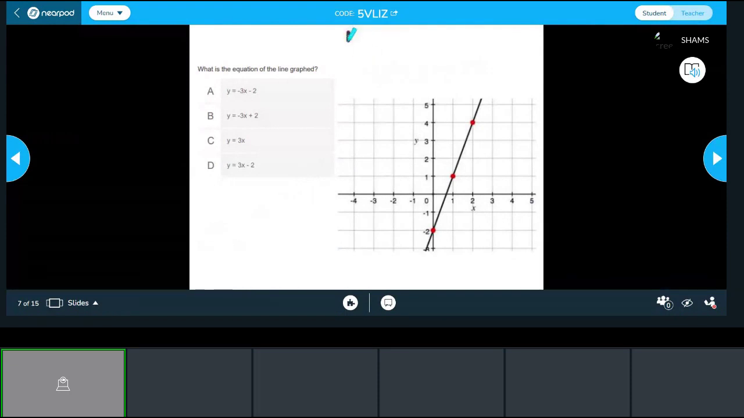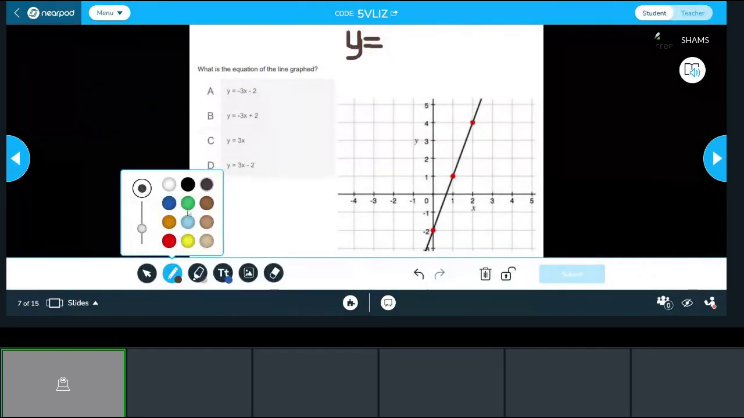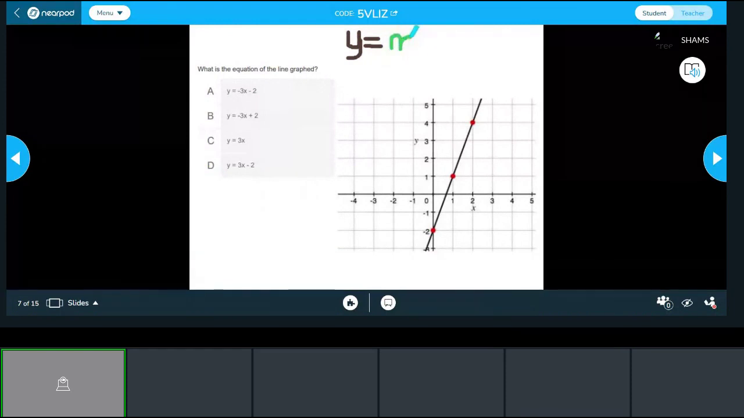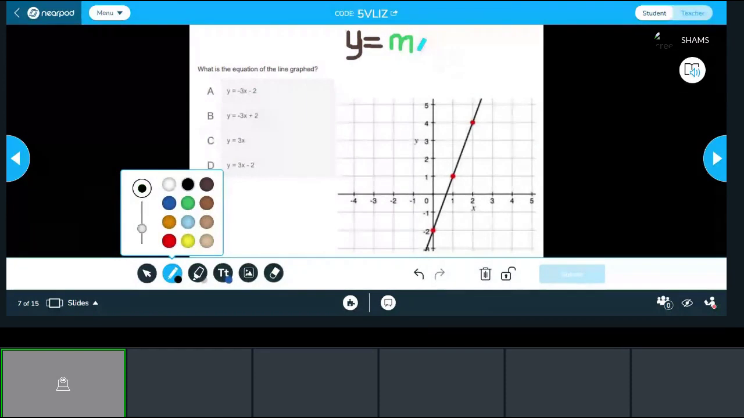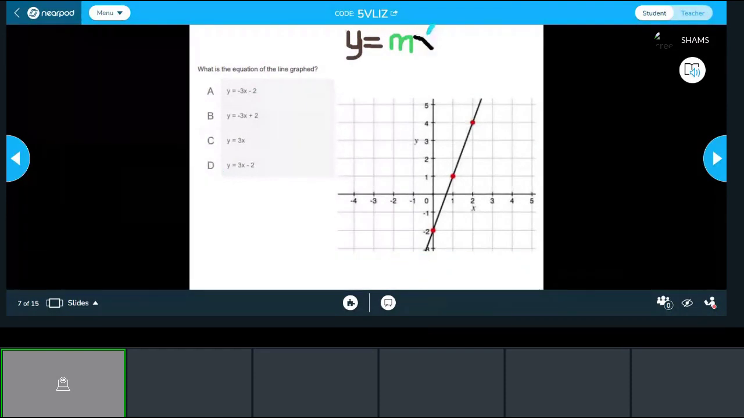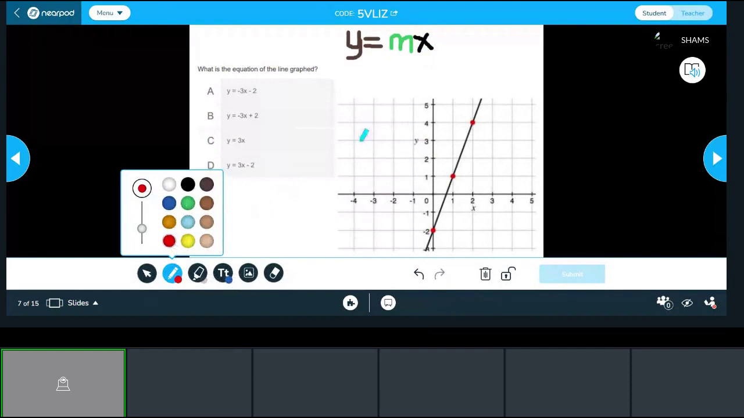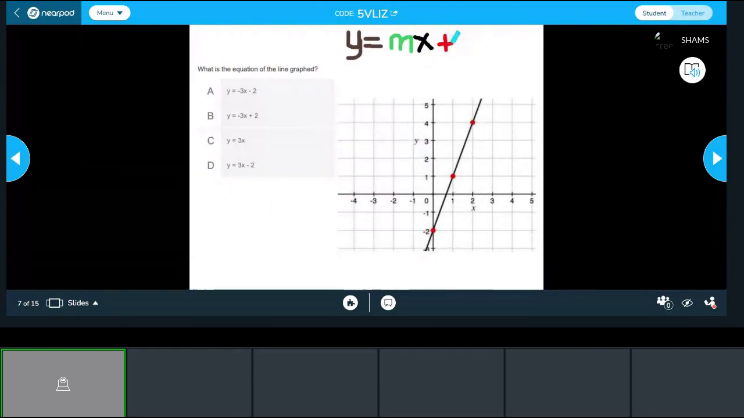Equation starts with y equals mx plus b. M is rate of change and x is the input plus b, and b is the y-intercept. It can be a plus b if b is positive. It can also be a minus b if the value of b is negative.